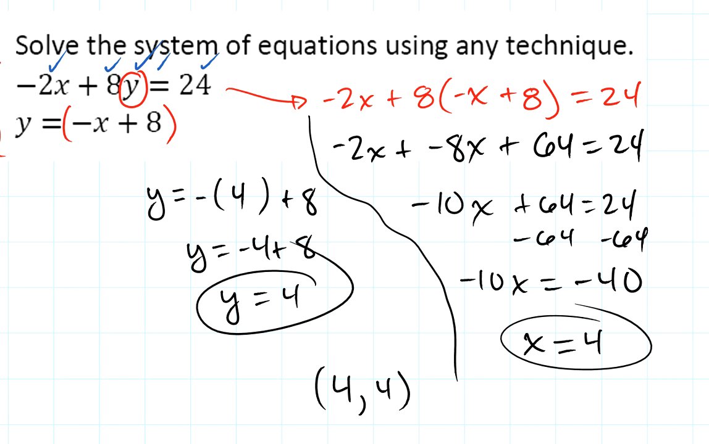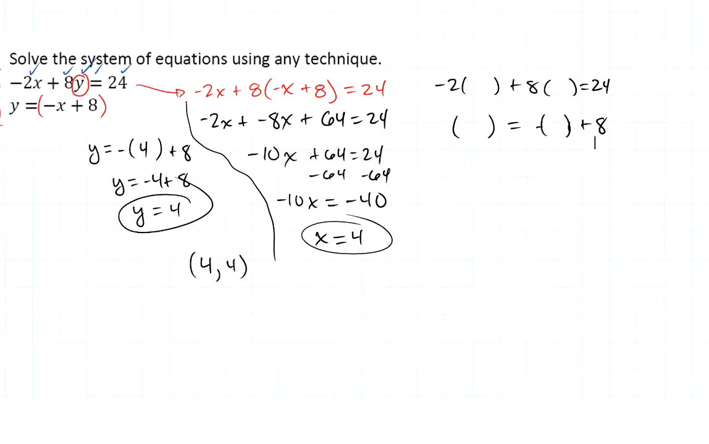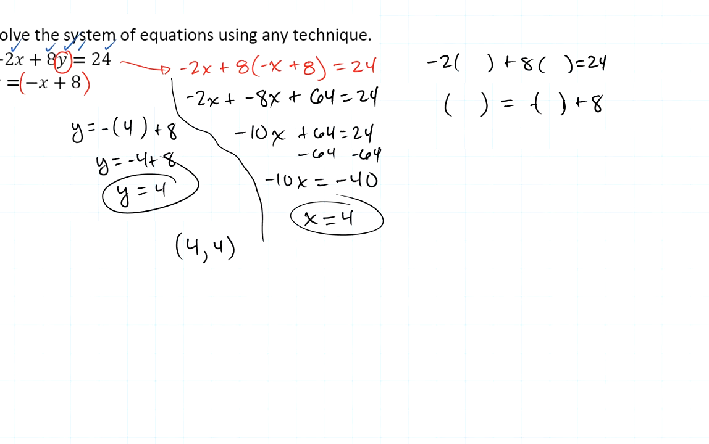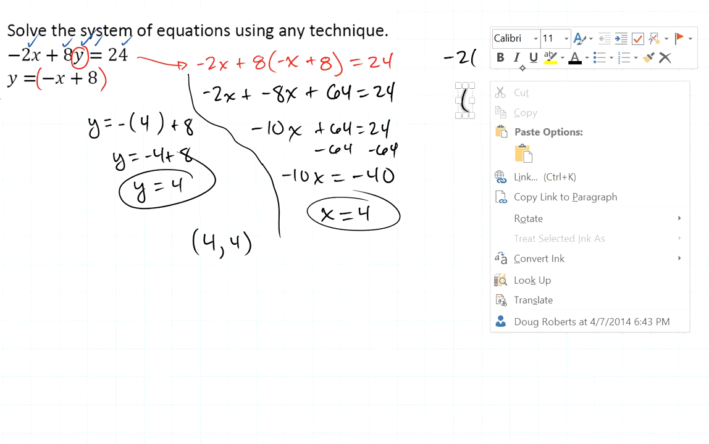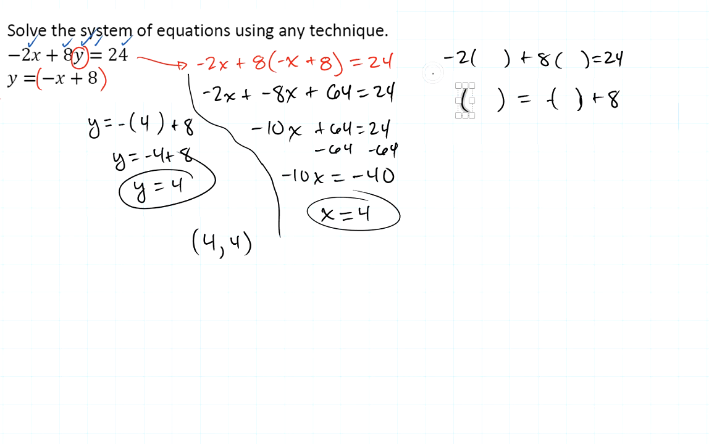Okay, so let me show you what I wrote down here. I'll make this a little smaller so you can see it. Basically, I've set this up with a little bit of room between the top one and the bottom one, so that I can plug these in and test to see if these values, 4 and 4, make this true.